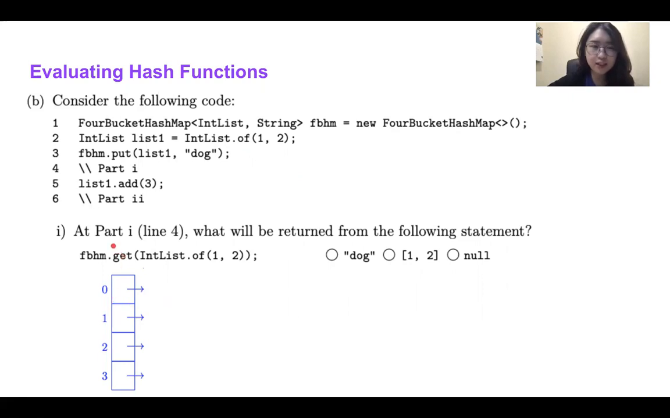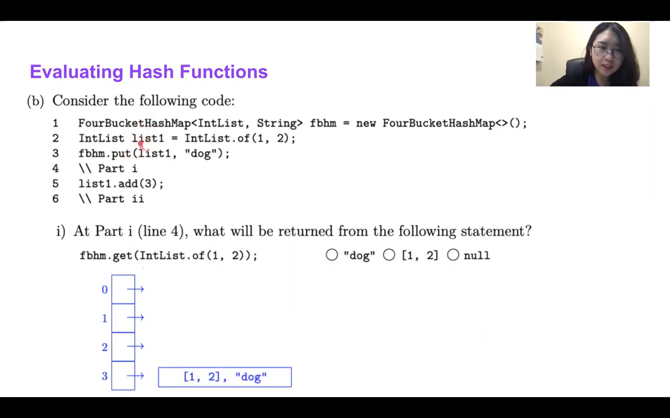So the first question is, what will be returned from the following statement at line 4? Let's say at line 4 we had FBHM dot, which is just our 4 bucket hash map, get int list of 1, 2. So the question is, what's going to happen? The assumptions are a little bit confusing because these are weird key map values that you haven't seen, but here is how it works.